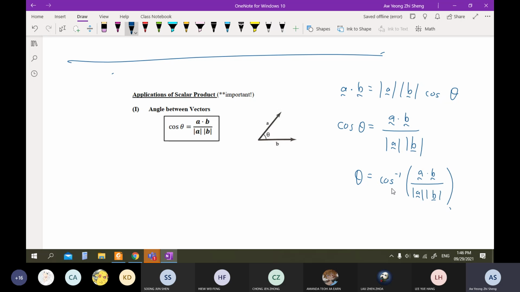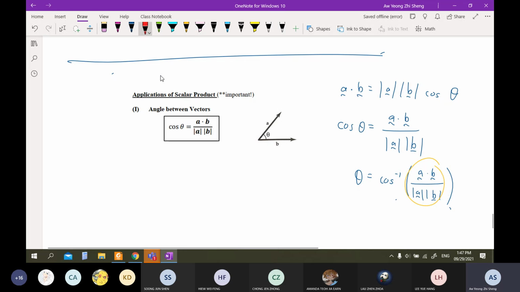It is okay to use the cos inverse notation here, because if the term in the bracket happens to be a negative value, the cos inverse function will generate for you an obtuse angle, and that makes sense. So it's actually okay to use the inverse cos notation here.